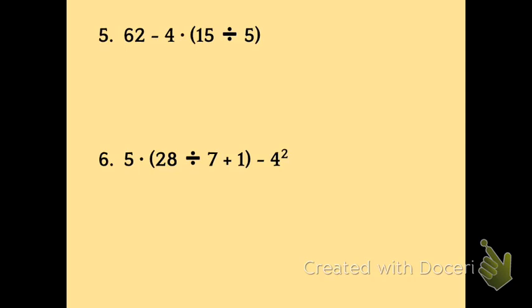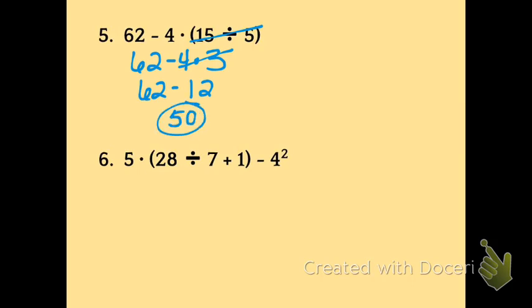All right, so I'm going to work it out, and you can kind of help me along here. So we just talked about the first thing to do is the parentheses. 15 divided by 5. What is 15 divided by 5? 3. Then recopy everything. 62 minus 4 times 3. What's next? 4 times 3. Good. 4 times 3. That's 12. Then we have 62 minus 12. What's that? 50. Very good. Raise your hand if you got 50. Great work. Okay? How about the last one?